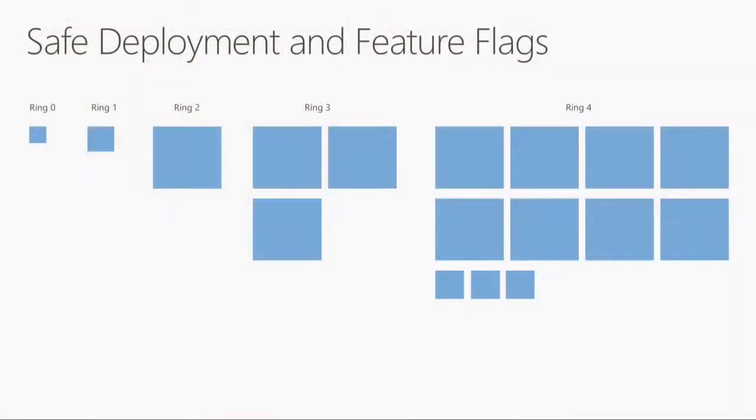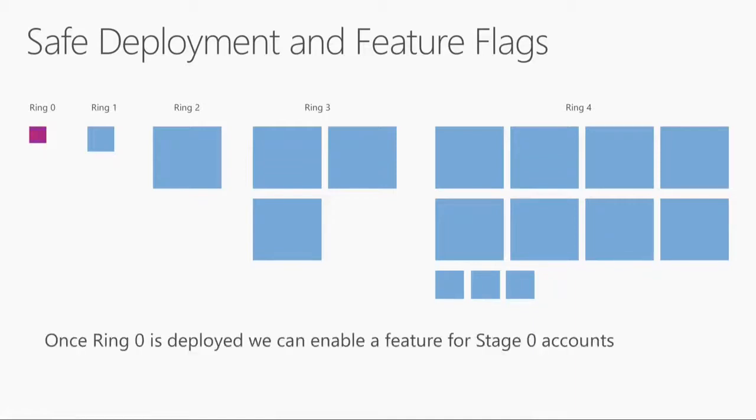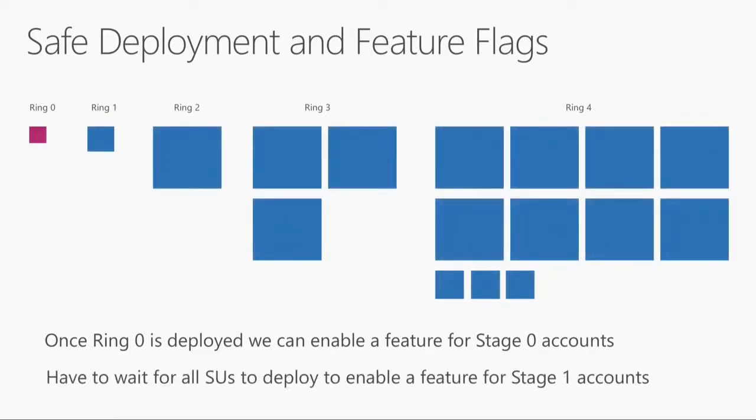Well, what does that look like with our deployment? Let's say you've got a new feature in Sprint 124, and we deploy Sprint 124 to ring 0. Now we're able to enable the feature flag for stage 0 accounts because we know they're all in ring 0. But for the other accounts, they could be anywhere. So you've got to wait until the deployment proceeds through all the rings, and then you're able to light up the feature flag for customers in stage 1. That's how those two things compose together.